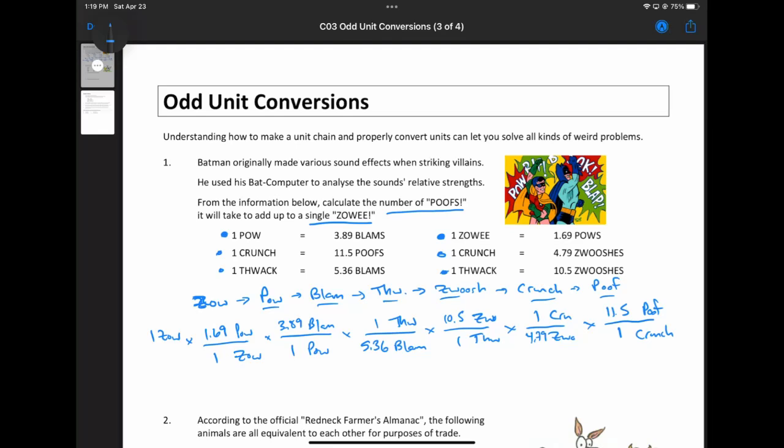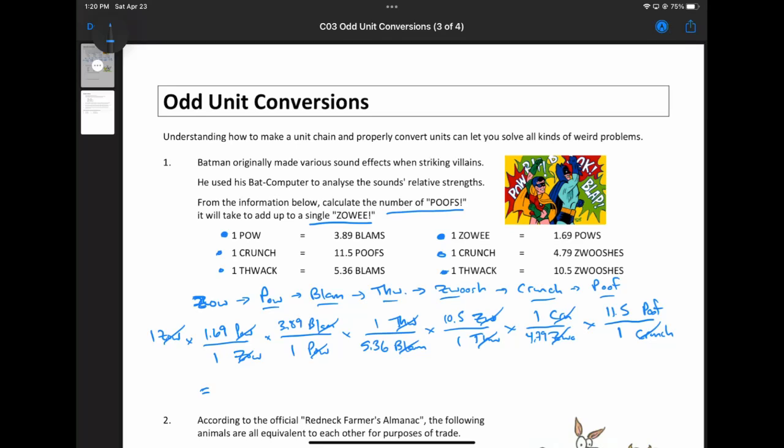Okay, so now if we were trying to logic our way through this manually, we're likely going to mess up something somewhere. But the units tell us where to write all the numbers. Now we just have to make sure that we put them in the right place. And I realize we're running out of a little bit of room here, but that's okay. We should go through and check units. Zowies cancel, pows cancel, blams cancel, thwacks, swooshes, crunches, and the only unit I see left is poofs, which is perfect because that's what I want my answer to be in.